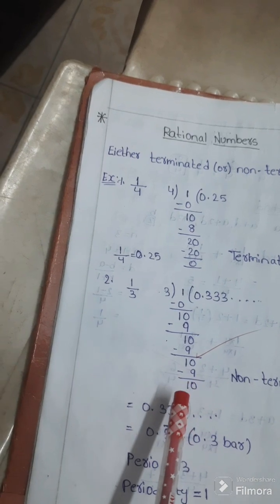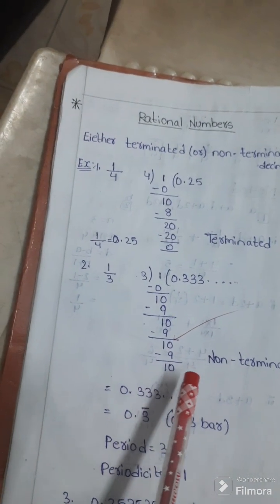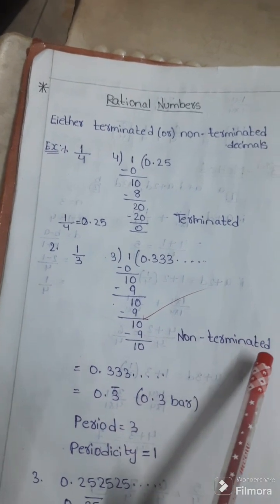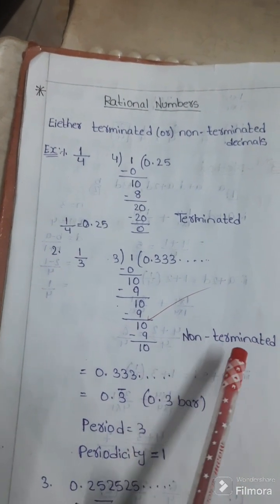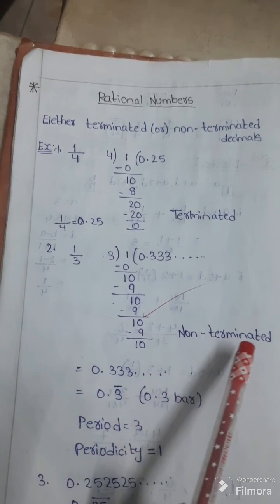After subtraction you will get 1. Point, after that you can keep 0. It will be going on. That means it is a non-terminating decimal, or we can call it a recurring decimal or repeating decimal.